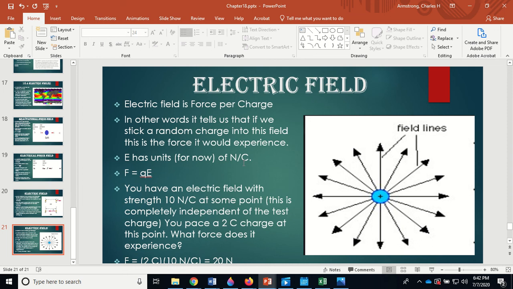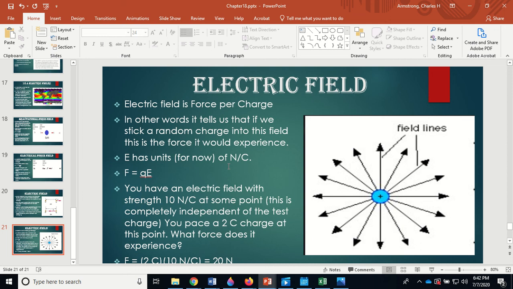E has units of newtons per coulomb. It's always going to be newtons per coulomb, but we'll see that newtons per coulomb is the same as volts per meter. So later you'll see it as volts per meter. F equals Q times E.